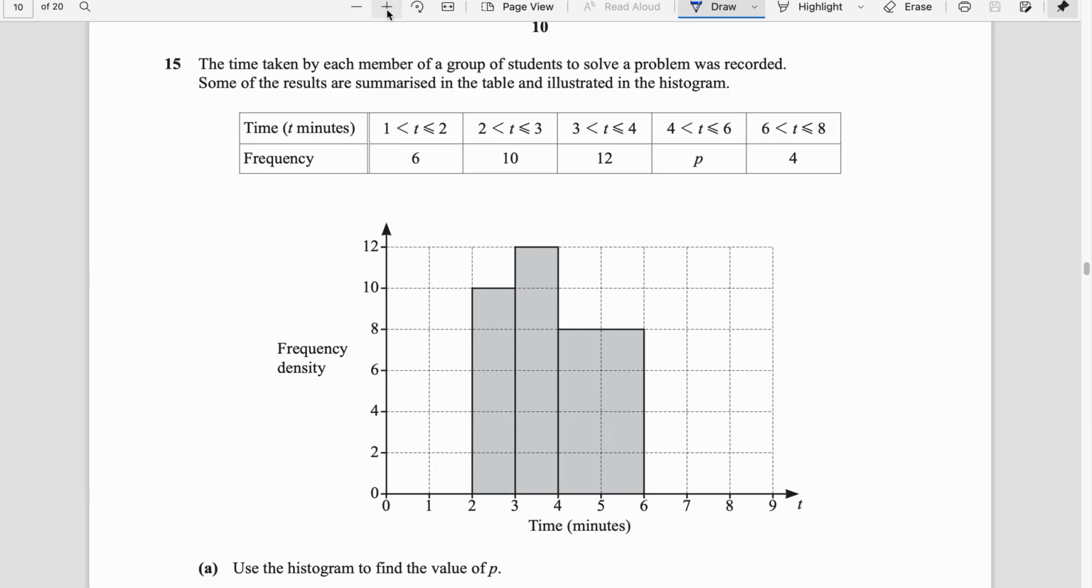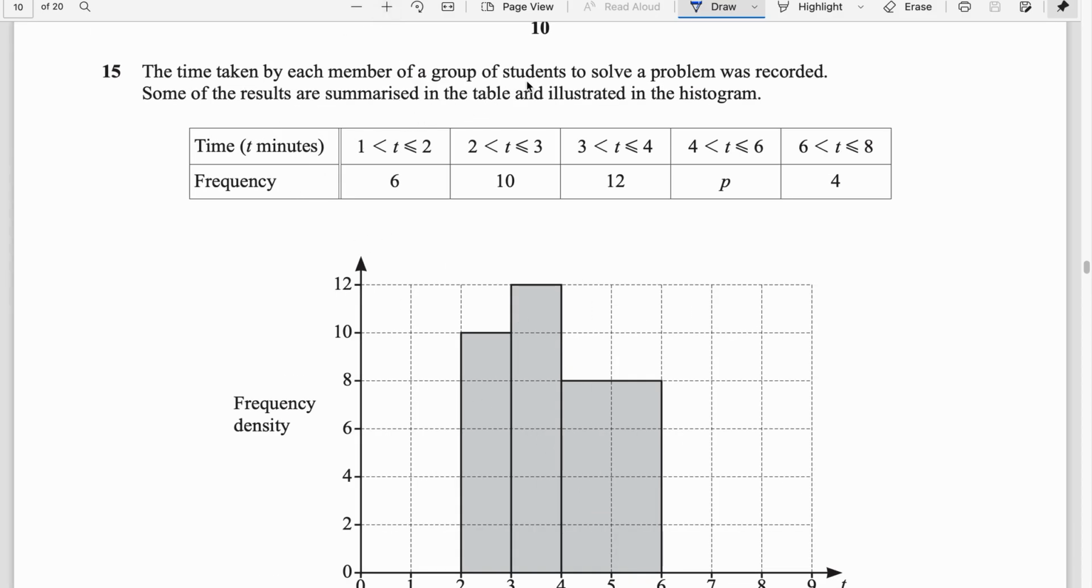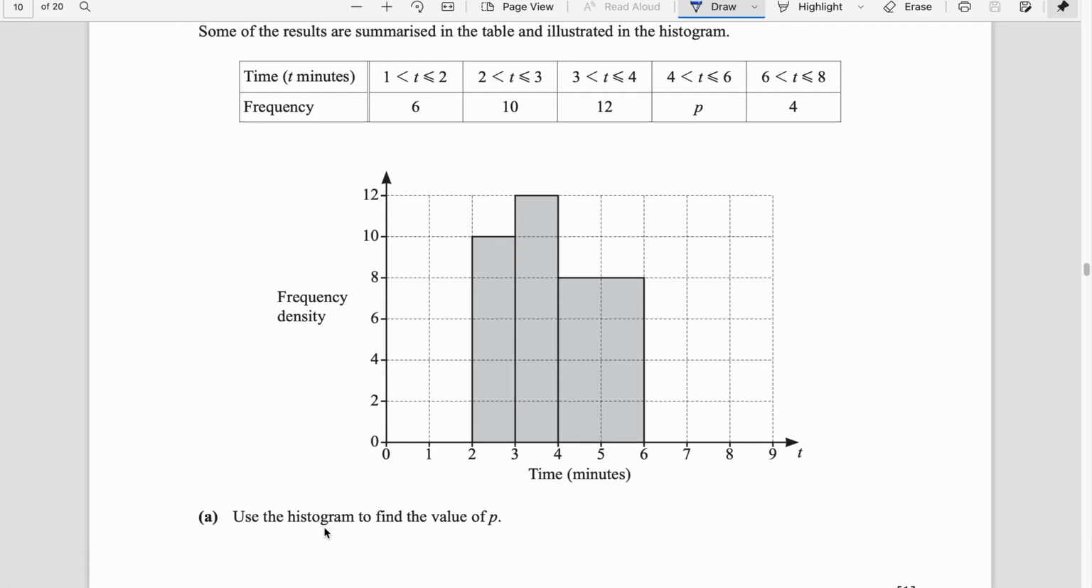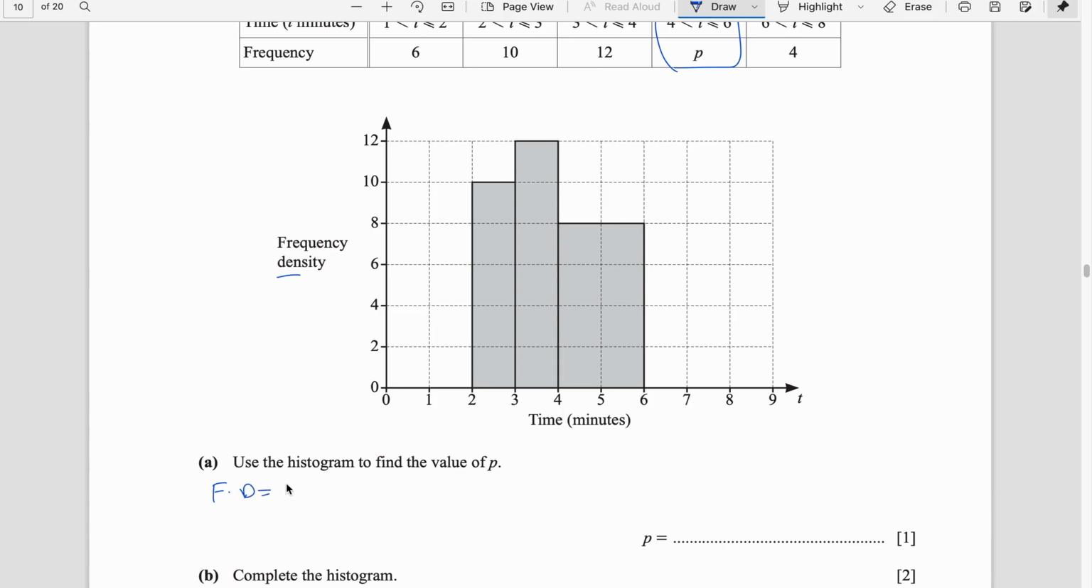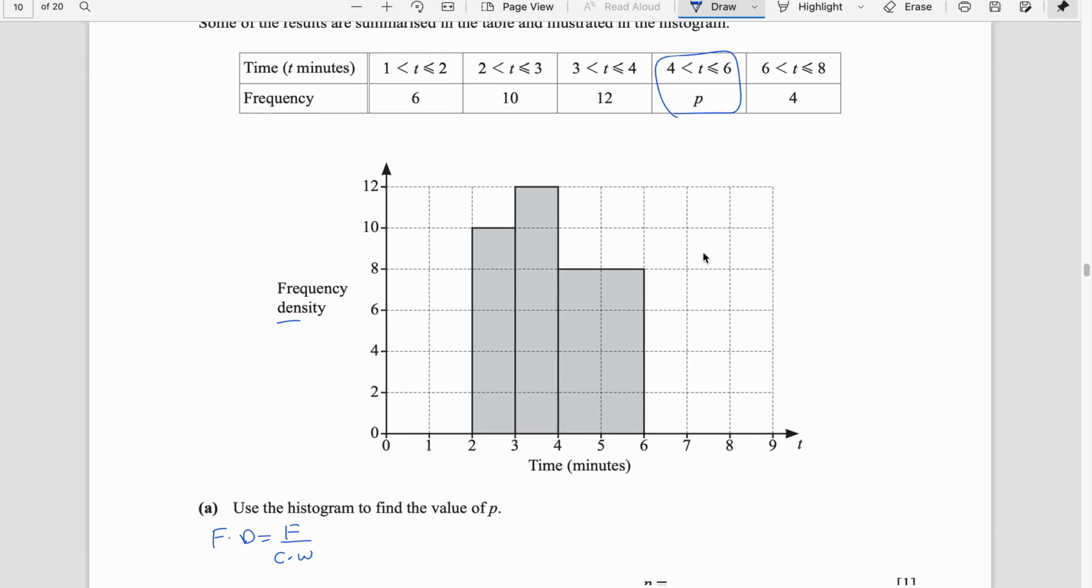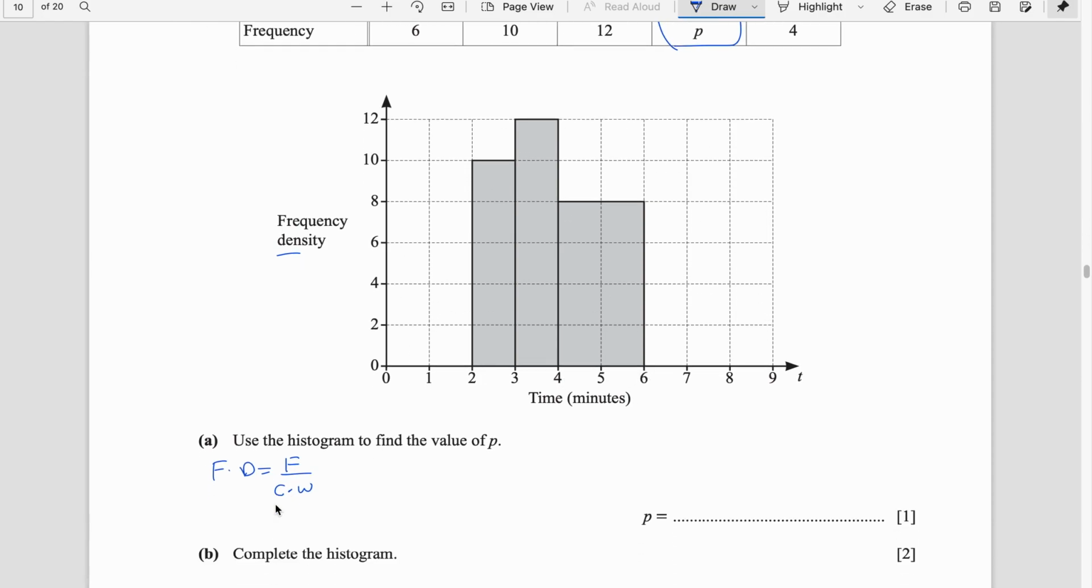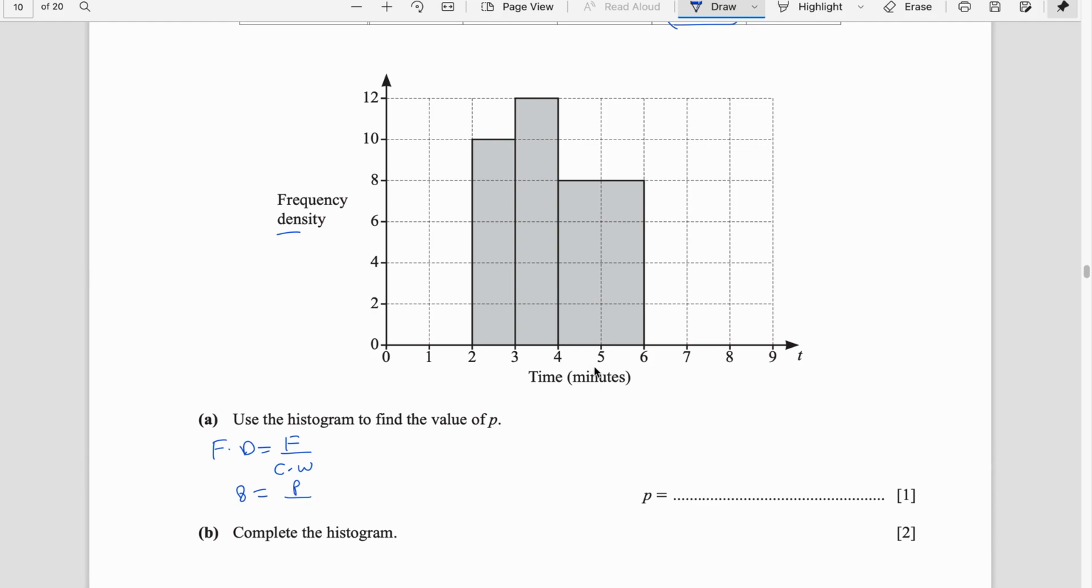Question number 15. The time taken by each member of the group of students to solve a problem was recorded. Some of the results are summarized in the table and illustrated in the histogram. Use the histogram to find the value of P. So P lies there. This is frequency density. Frequency density is frequency divided by class width. Frequency density for 4 to 6 is 8. Frequency is P. Class width is 2. So 2 eights are 16.